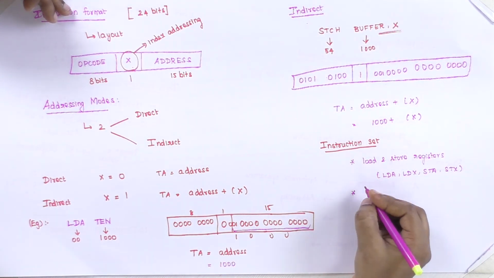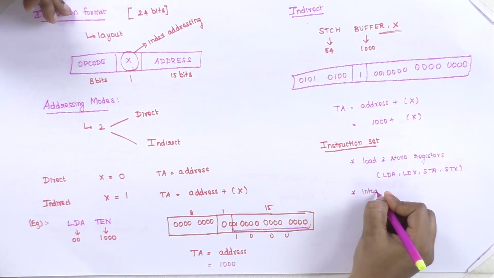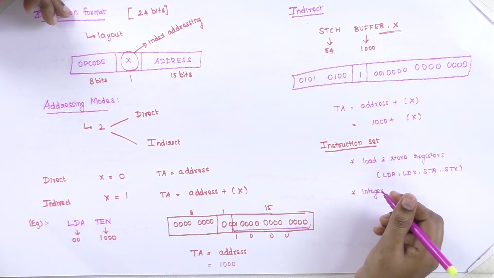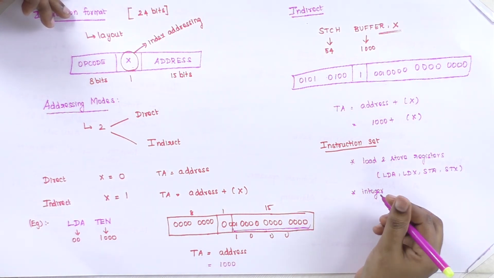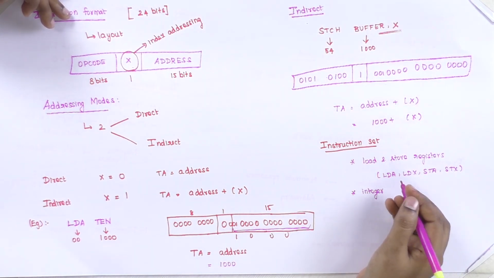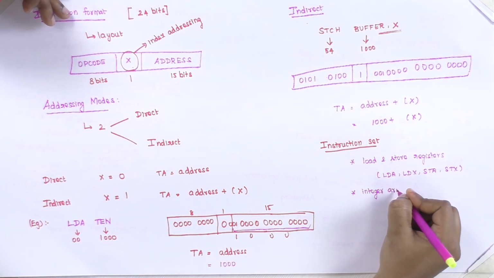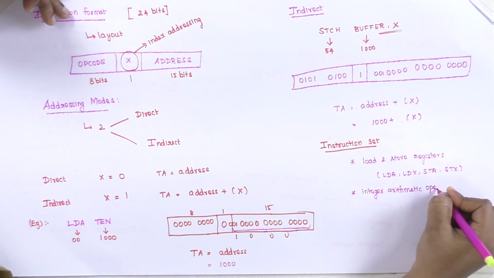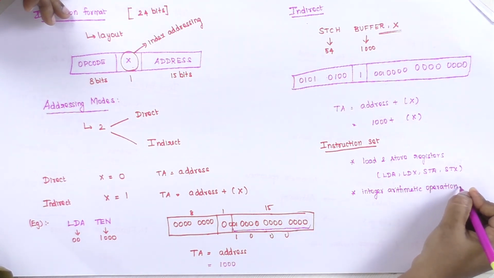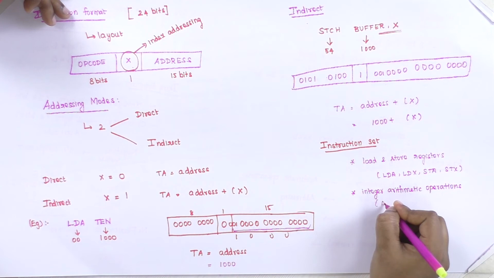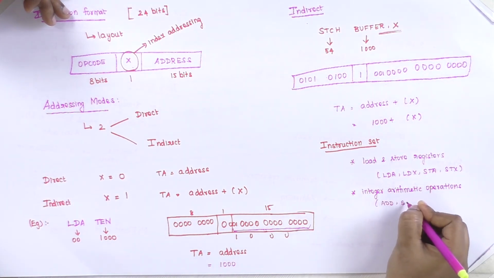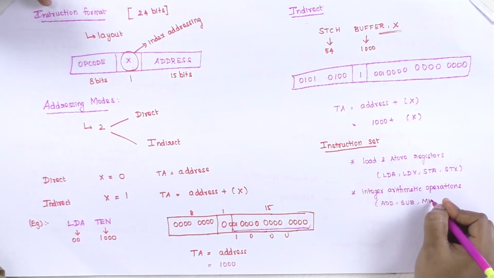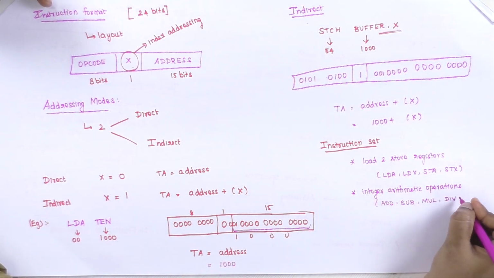Then integer arithmetic operations are only available in our SIC, since our SIC will not support floating point operation because no specialized floating point hardware is available. Integer arithmetic operations will be performed. So the instructions for performing arithmetic operations are ADD for addition, SUB for subtraction, MUL for multiplication, and DIV for division.